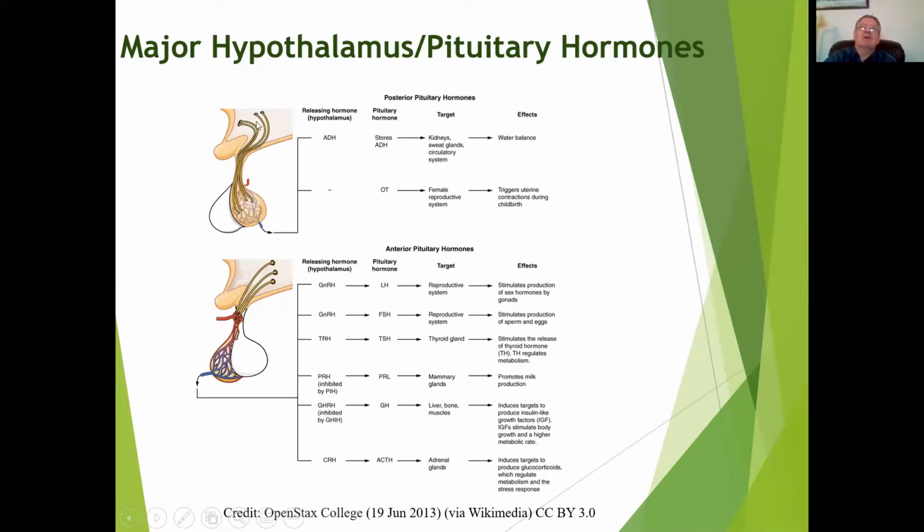In the other setup here, you have the hormones oxytocin and antidiuretic hormone, also known as vasopressin. These are produced in the hypothalamus, and they travel down the axons into the posterior pituitary gland, the neurohypophysis, and they're released into the capillaries and go into the systemic circulation. So that's the release mechanism.